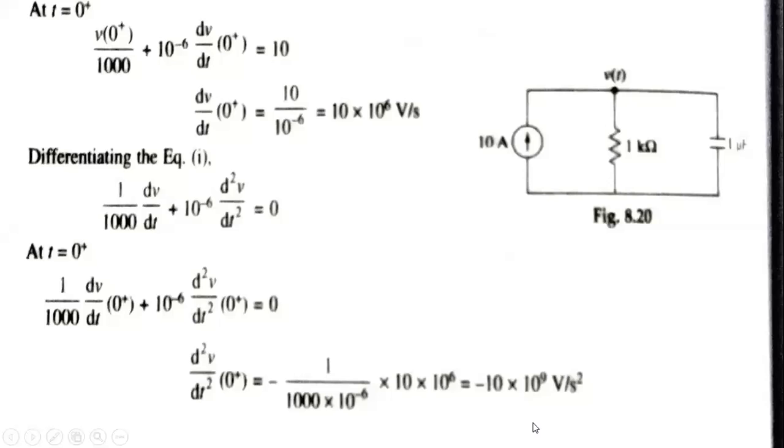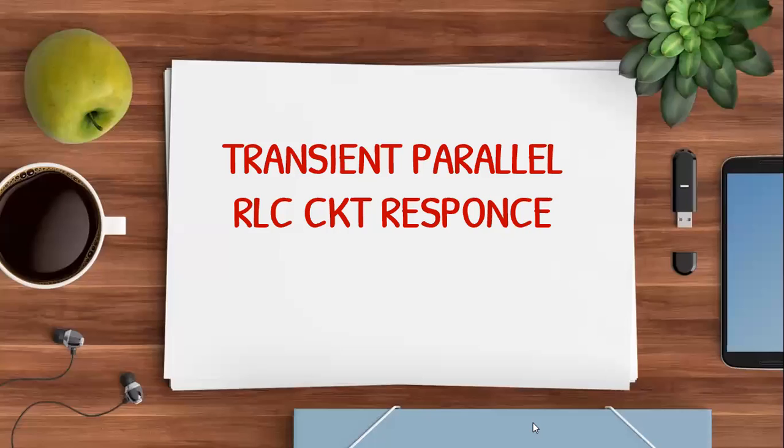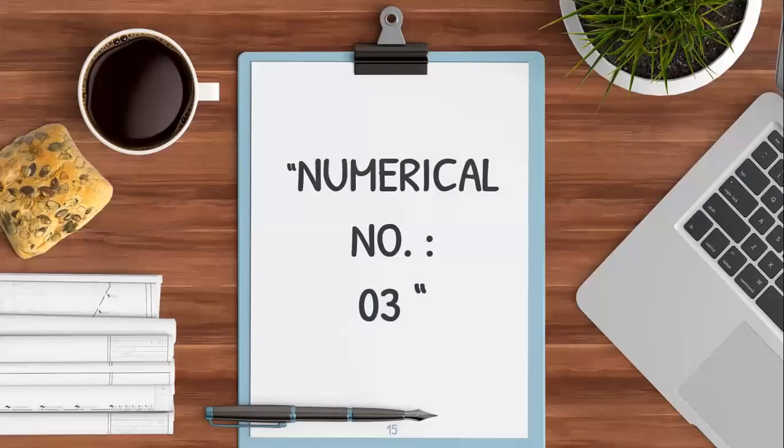In this way we have simplified the RC circuit. Now go for the last one, that is nothing but the RLC connected in parallel. We can observe what the transient response of the parallel RLC will be.